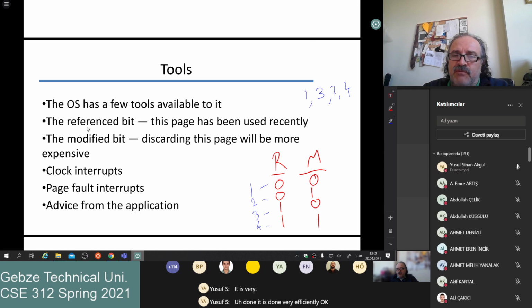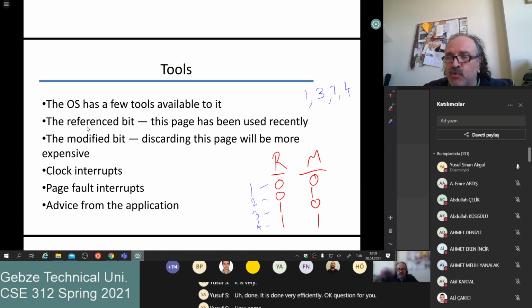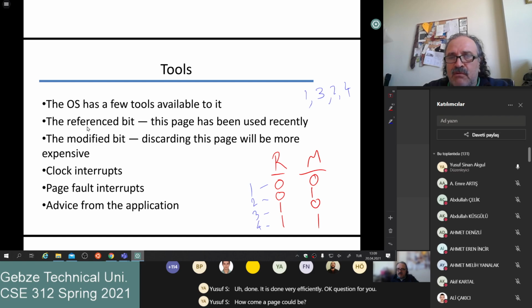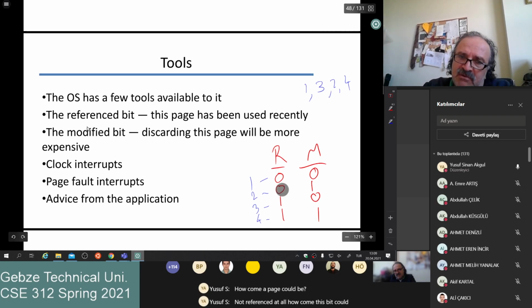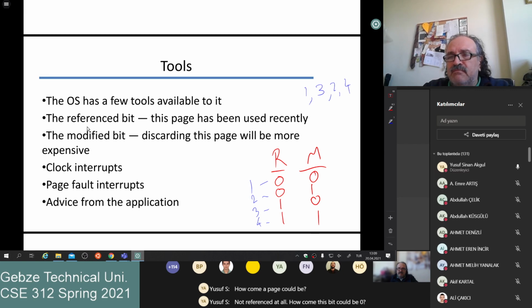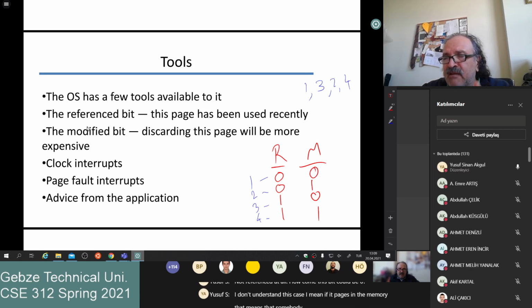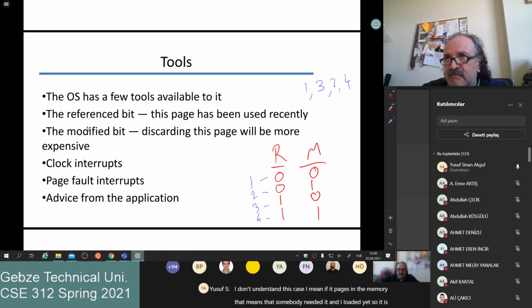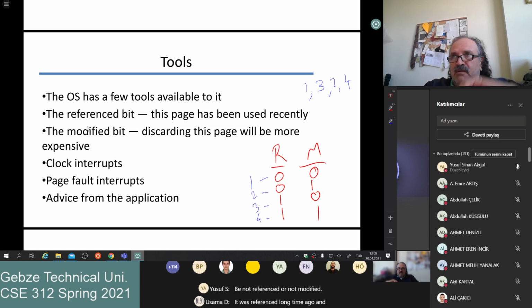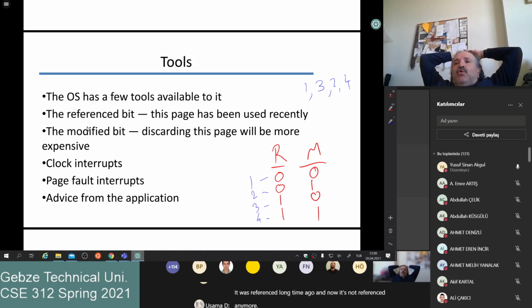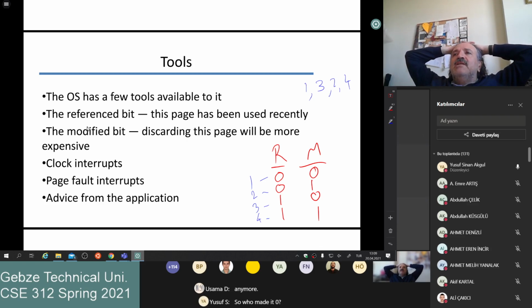Okay, question for you: how come a page could be not referenced at all? How come this bit could be zero? I don't understand this case. I mean, if a page is in the memory, that means somebody needed it and I loaded it, right? So it is referenced. How could a page be not referenced or not modified? It was referenced a long time ago, and now it's not referenced anymore. So who made it zero? Who cleared this bit?